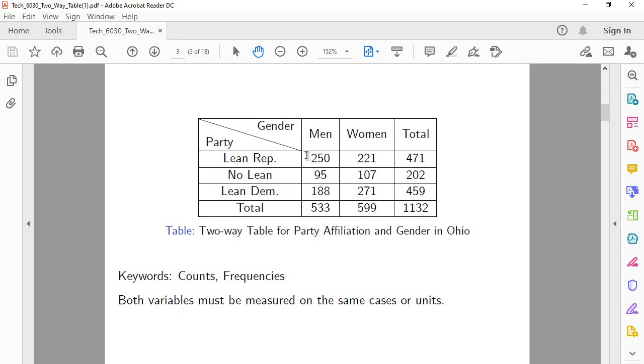When we are studying the relationship between two categorical variables by using a two-way table, both of the variables must be measured on the same cases or units, that is, on the same individuals.